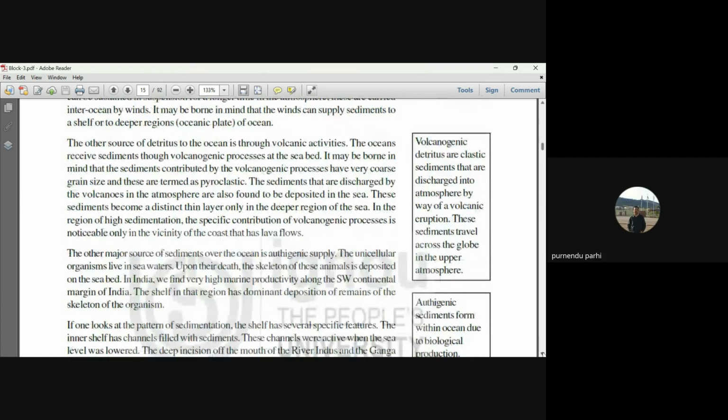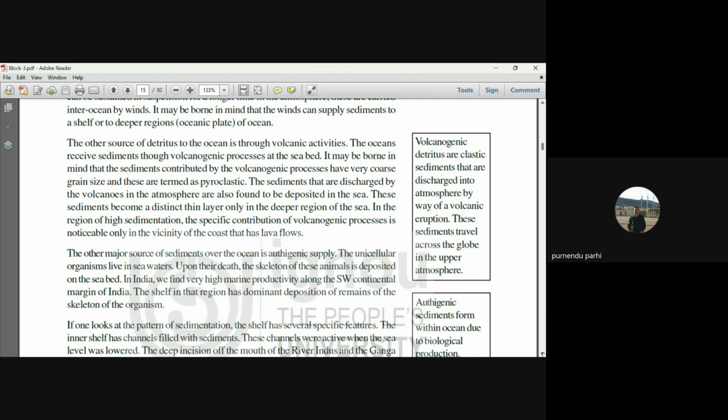The other source of detritus to the ocean is through volcanic activity. The oceans receive sediments through the volcanogenic process at the seabed. It may be borne in mind that sediments contributed by the volcanogenic process have a very coarse grain size, and these are termed as pyroclastic. The sediments that are discharged by the volcanoes in the atmosphere are also found to be deposited in the sea. These sediments become a distinct thin layer only in the deeper region of the sea.